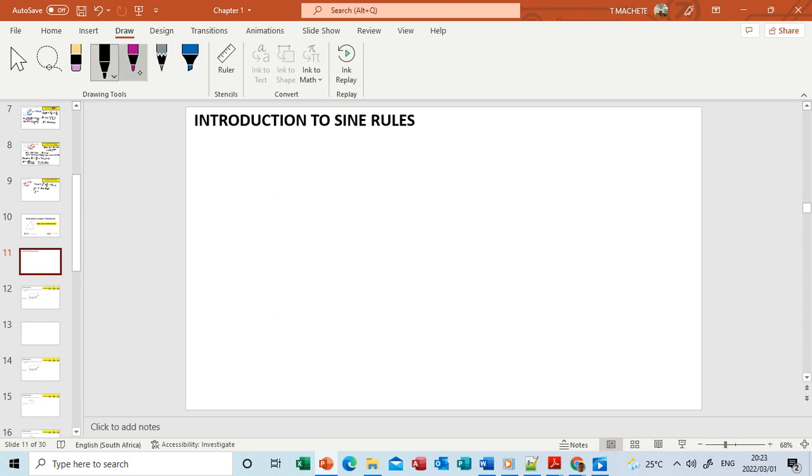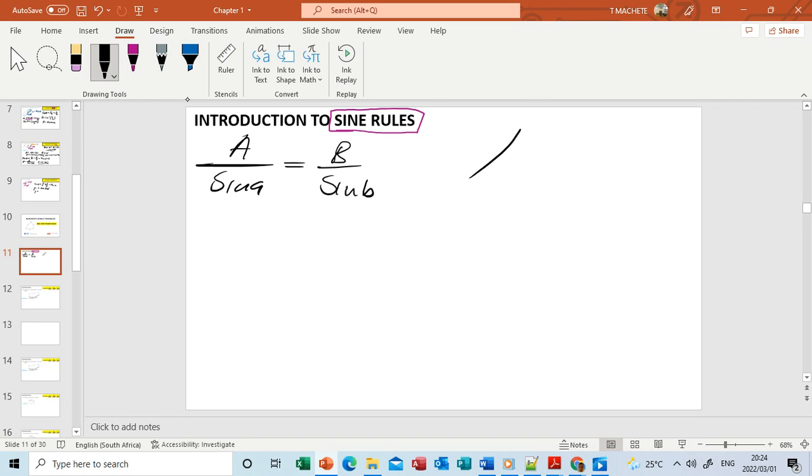So the sine rule, guys, I'm going to write the formula down. This is the formula for the sine rule. What this means is that it's a non-right angle triangle: the angles are not equal, the sides are not equal, and there's no 90 degrees. That's why they call it a non-right angle triangle. A right angle triangle must have 90 degrees.